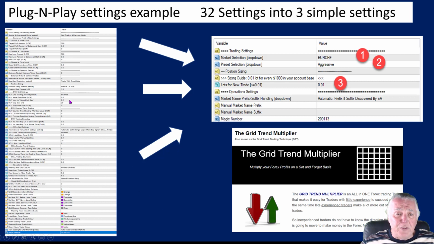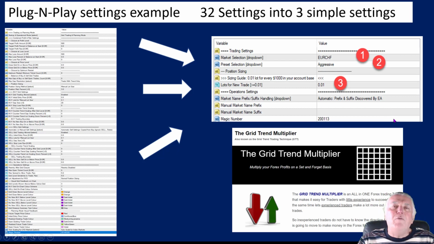Now the standard version's input over here, as you can see following my cursor, has about 30 input values. It's just so confusing for somebody who's new to Forex trading and is a total beginner. So what we did is we said, let's create some plug and play versions which only require the person to make 3 decisions. And here is the input for the plug and play version.